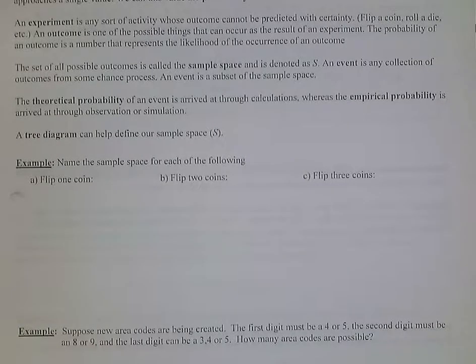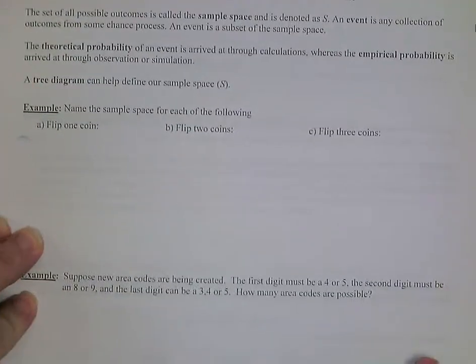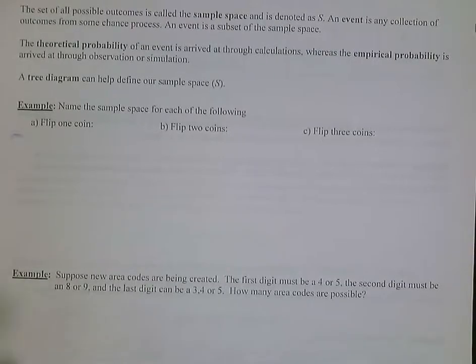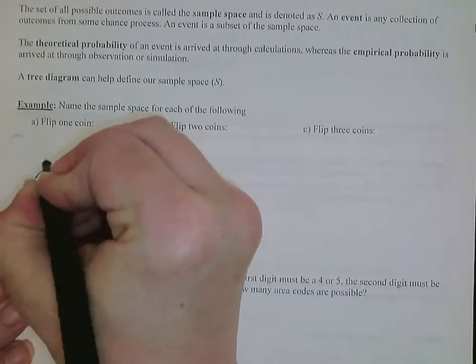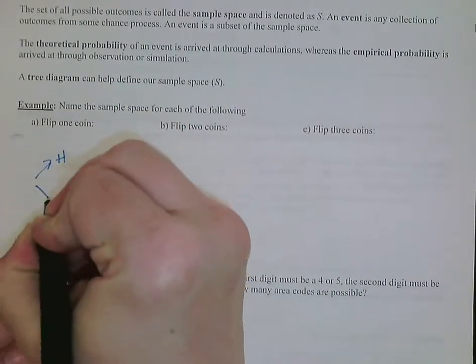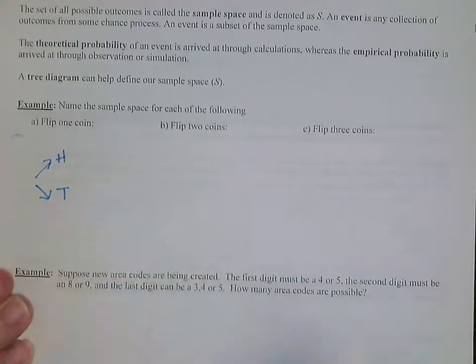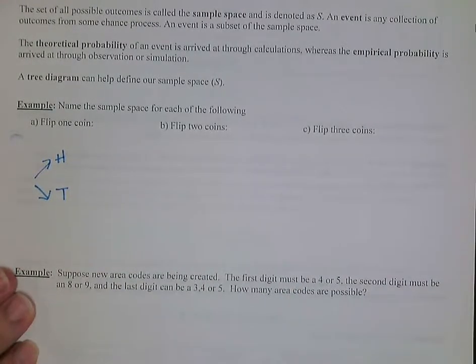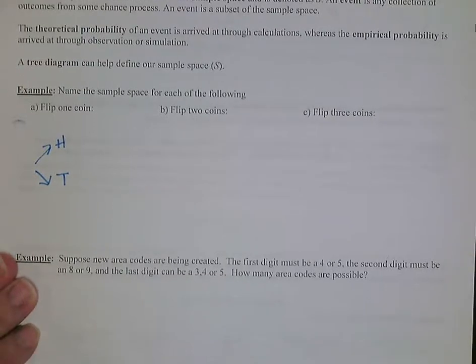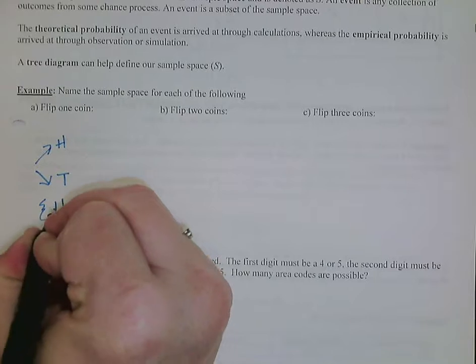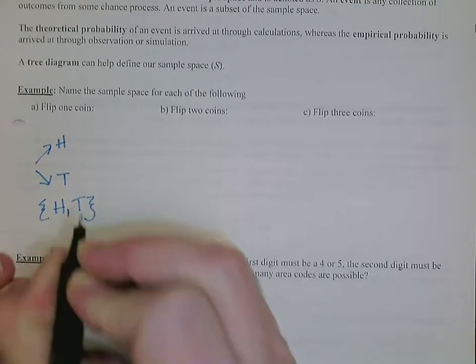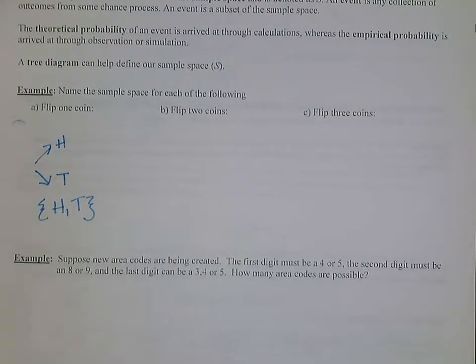Assuming that I have just a regular fair coin, if I flip that coin one time, then I'm going to get one of two possible outcomes. I'm either going to flip heads or I'm going to flip tails. So my sample space, all of my possible outcomes, would be the set containing either a heads or a tails. One of those two things has to be what happens.